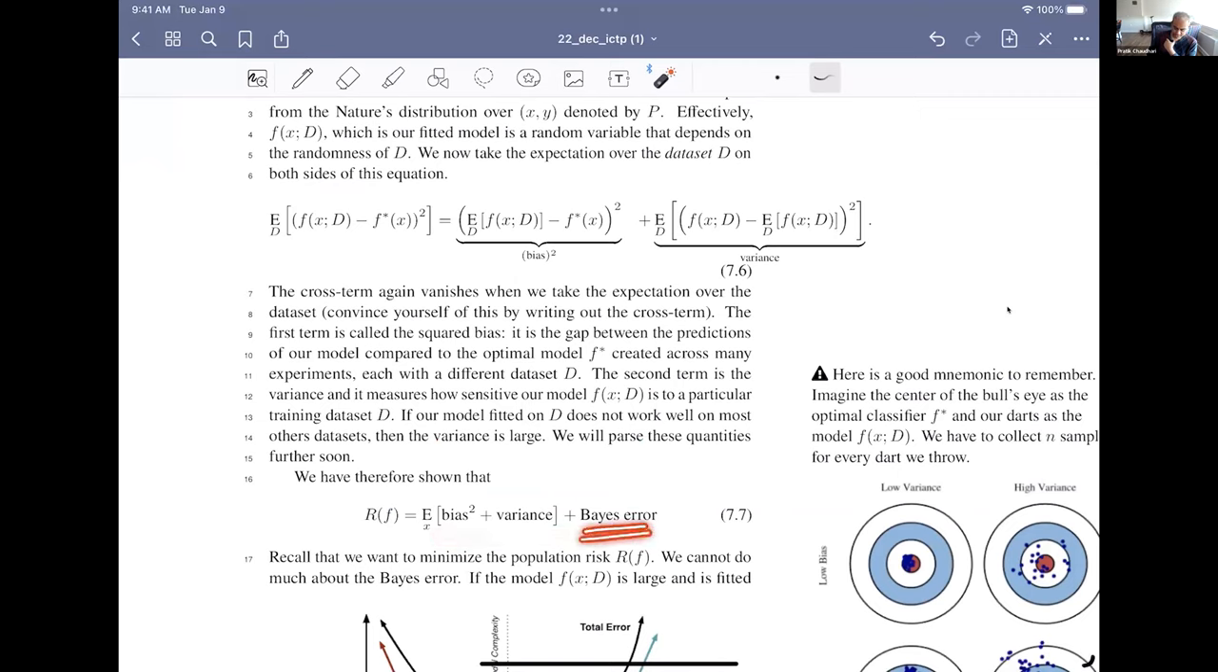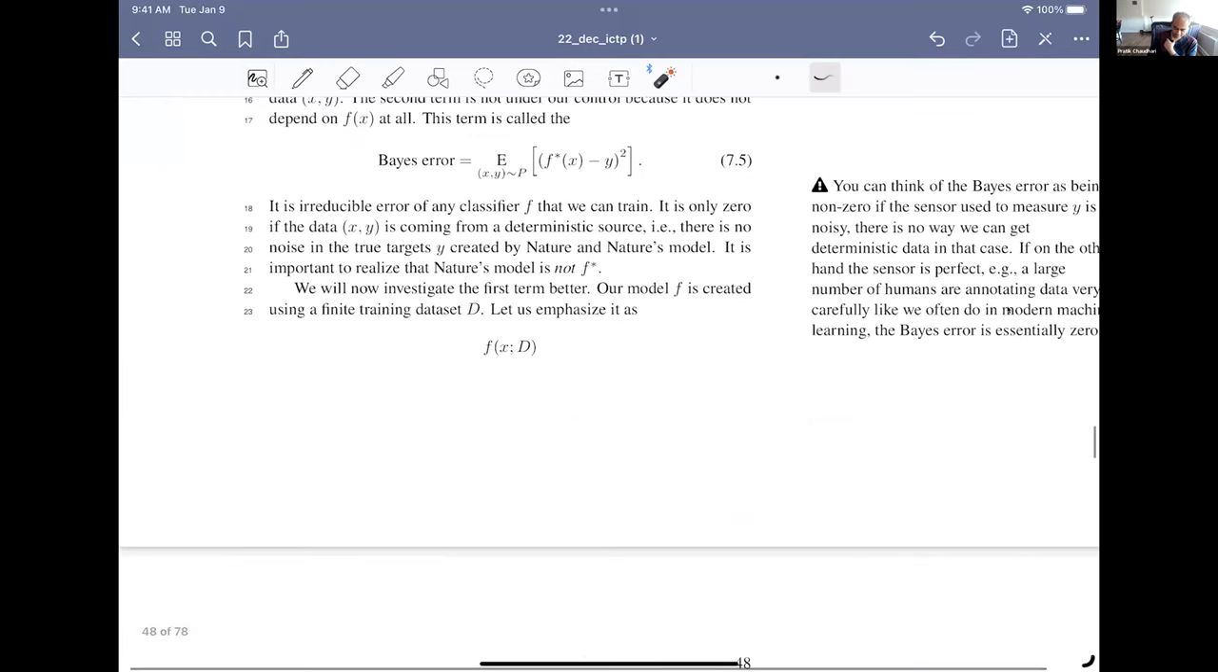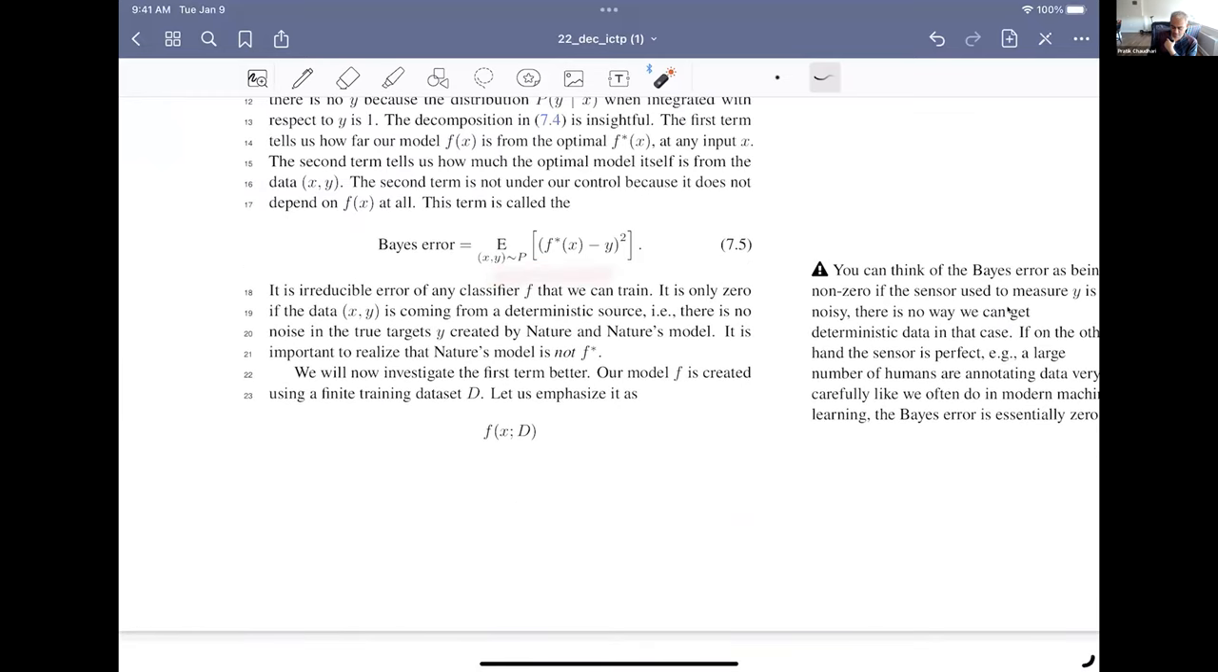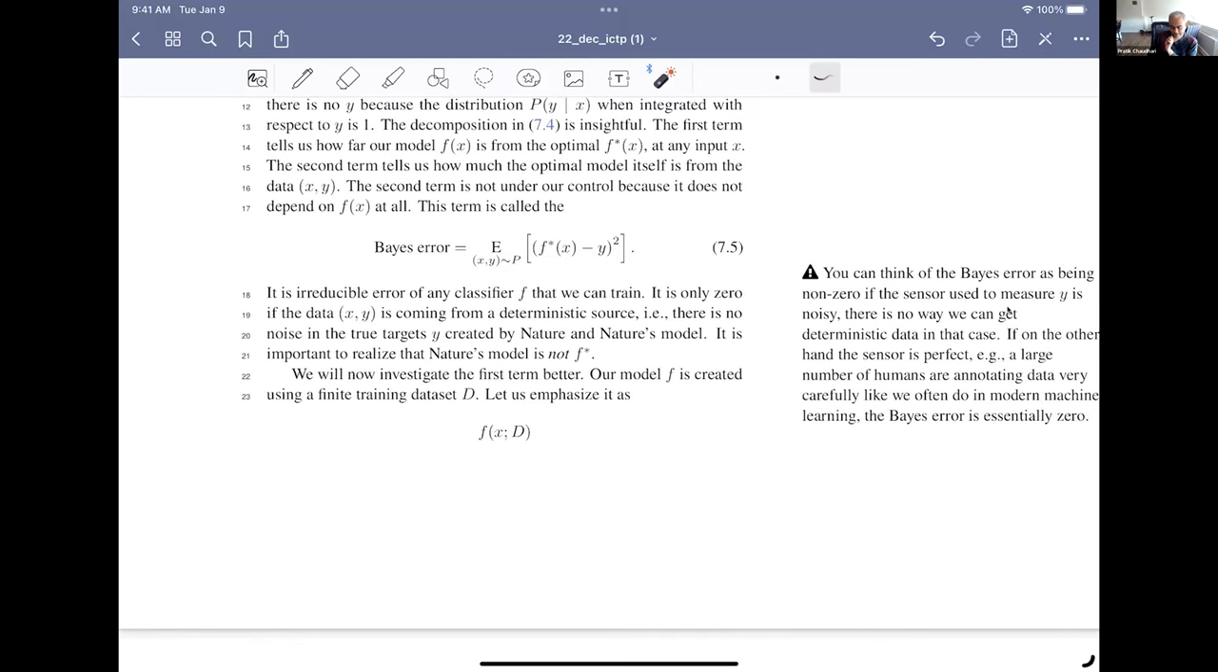The first term, let us look at this particular one. It is called the Bayes error. It is defined to be like this. It is the expected value, over x, y drawn from nature's distribution, of the difference between y, the label that nature attributes to this data, and f star. And f star is the best model that anyone could create. It is not about us anymore. F star is the best model of the data, of the labels. So in some sense, Bayes error is a quantity that characterizes how random the y that nature creates is.